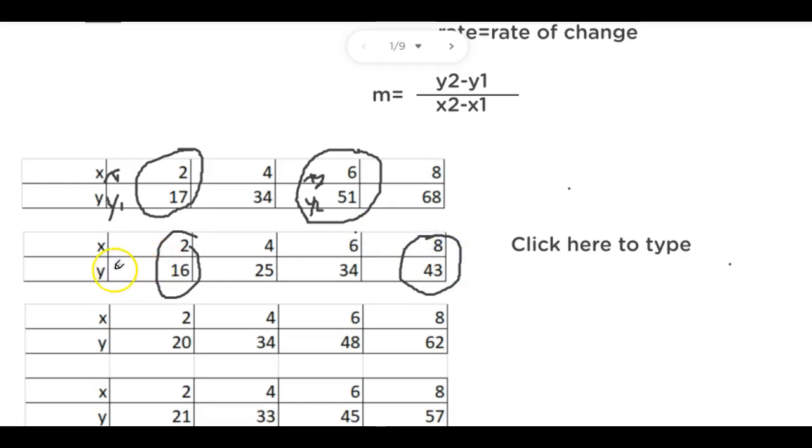So this is x1, y1, and then I'm going to use my other computer, x2, y2.